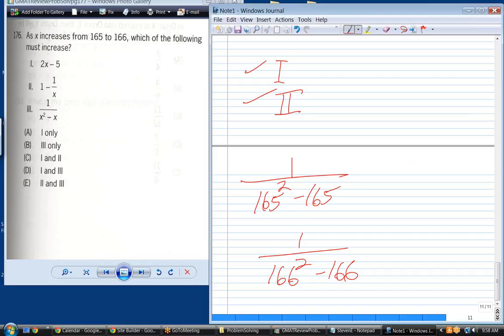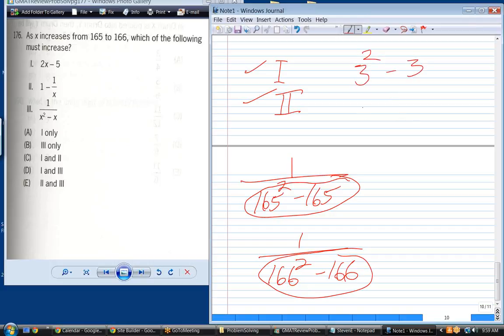Which number is bigger, that or that? How can I tell without doing the math? What if we related it to 2 smaller numbers that we could do the math? In other words, if I related it to 3 squared minus 3 compared to 4 squared minus 4, which of those is bigger? 9 minus 3 is 6.